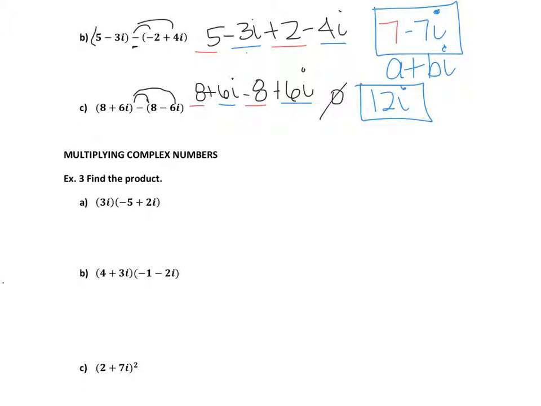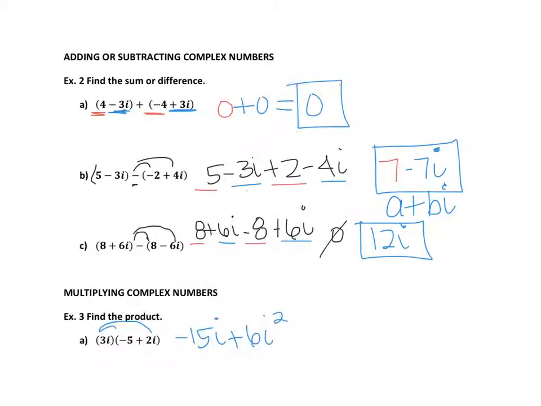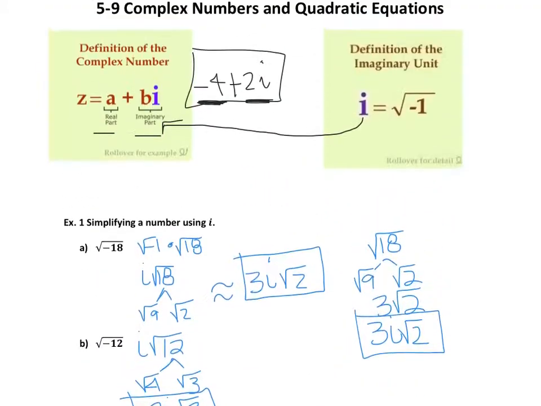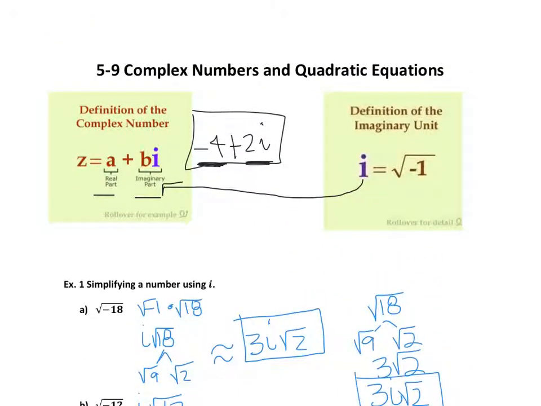Pay very close attention. On this one, all I'm going to do is distribute through. So I'm going to have negative 15i plus 6i squared. Now, something that we didn't cover at the beginning is what happens when you have an i squared. So let's come back up here and take a look. If I square both sides, in other words, when I square that, it's going to cancel out the square root. What does i squared equal? It's going to equal -1.